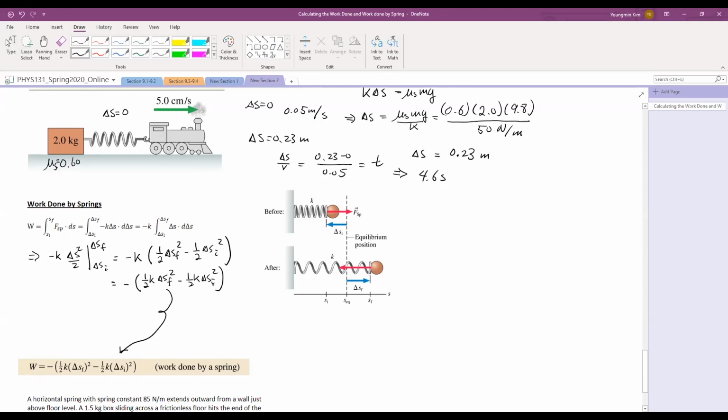Here the important thing is this: delta s final and delta s initial are defined as such. So here is the equilibrium position.